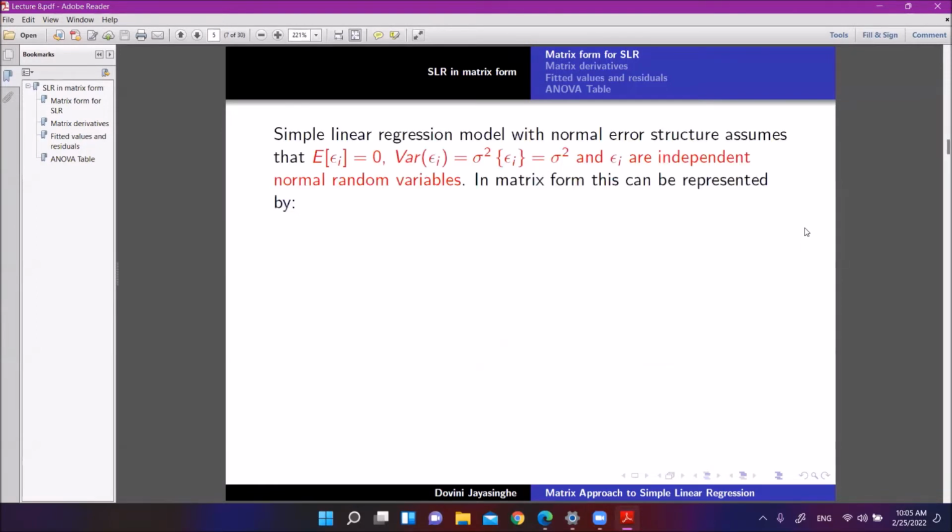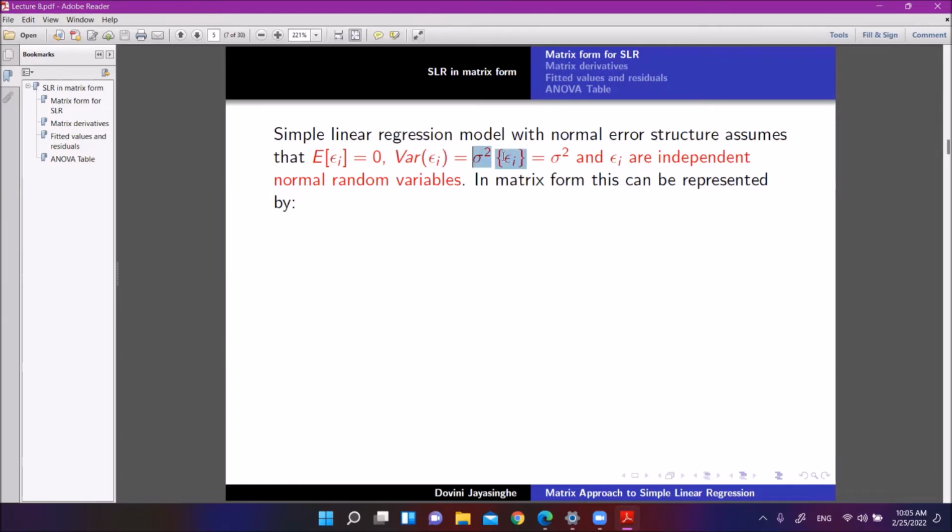Right. Simple linear regression model with normal error structure assumes that this one, this one, this one. What do you need? Expected error is 0. Variance is constant, right? So it can have some constant sigma squared. This is the notation used, right? We discussed this in, I think, the second or third lecture.